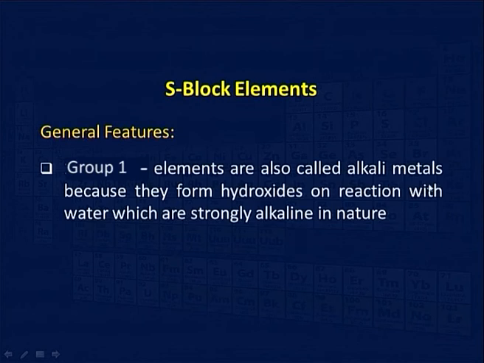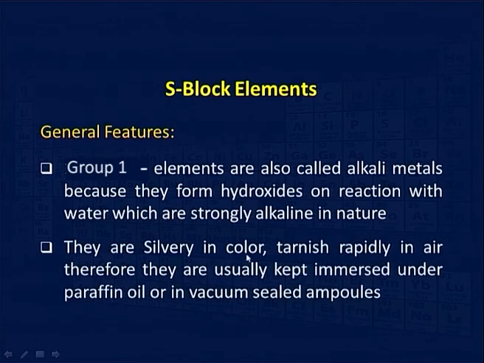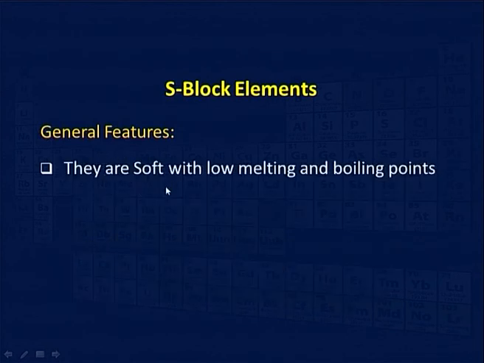Now, general feature. Group 1 are called alkali metals, which we have already told you earlier, because they form hydroxide on reaction with water, which are strongly alkaline in nature. They are silvery white in color, tarnish rapidly in air. Therefore, they are usually kept immersed under paraffin oil or in vacuum sealed ampoules. They are very soft, with low melting and boiling points.